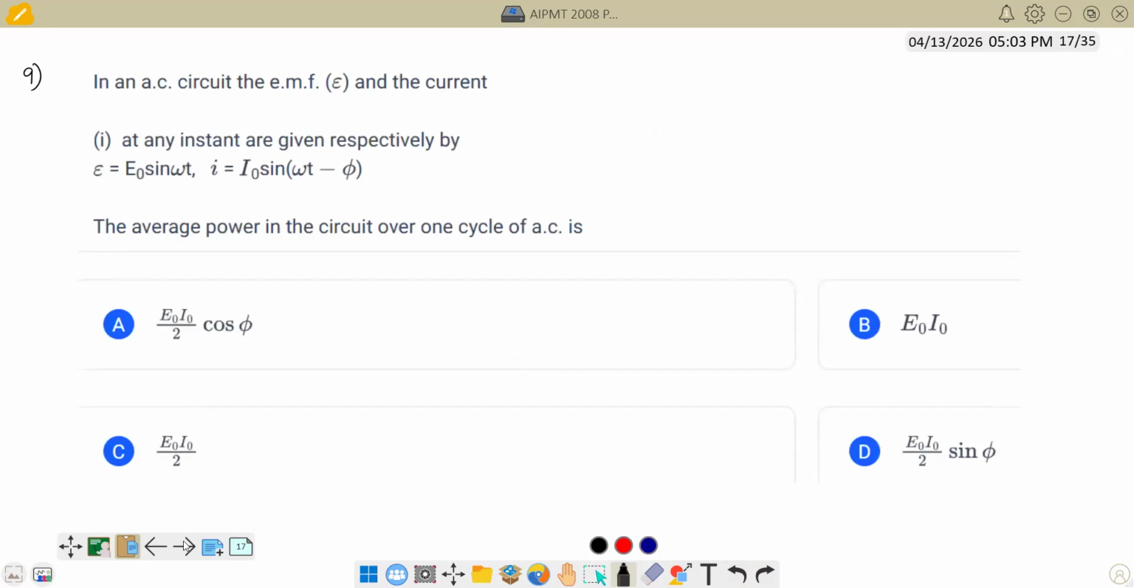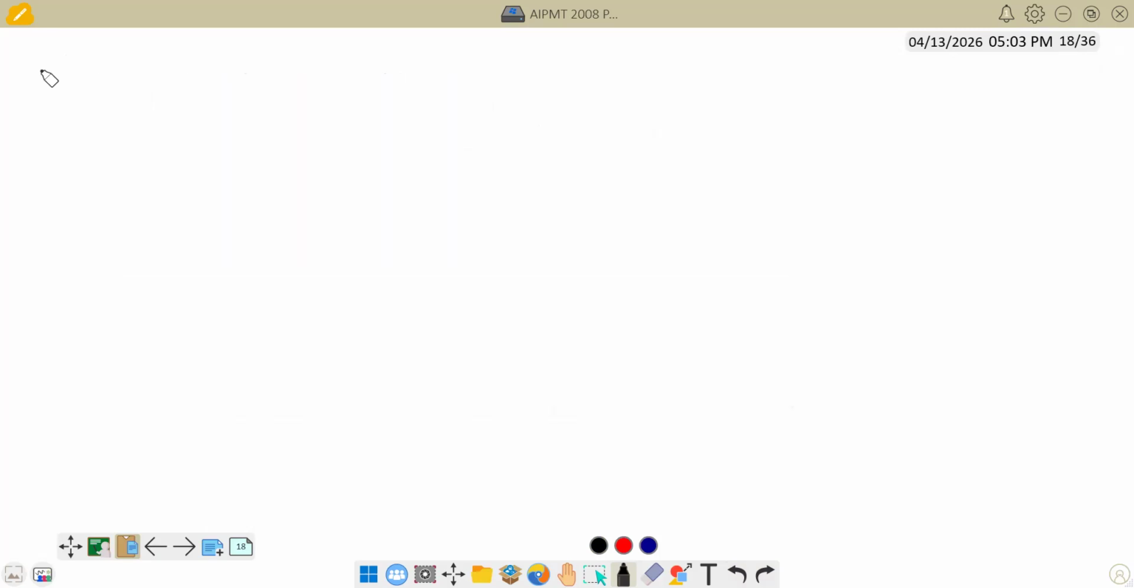In an AC circuit, the EMF E and the current I at any instant are given by E equals E naught sine omega t, I equals I naught sine omega t minus phi. The average power in the circuit over one cycle of AC is. Suppose if you want average power, the formula is VRMS.